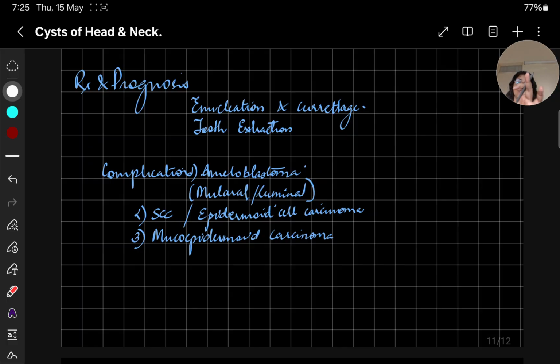Now this dentigerous cyst, if not treated, could lead to complications such as ameloblastoma. It could be mural or luminal. I have taught mural or luminal in the video on unicystic ameloblastoma. Go and read that. Luminal, it goes inside the lumen. Then it could be squamous cell carcinoma, or epidermoid cell carcinoma. Mucoepidermoid carcinoma could also develop.